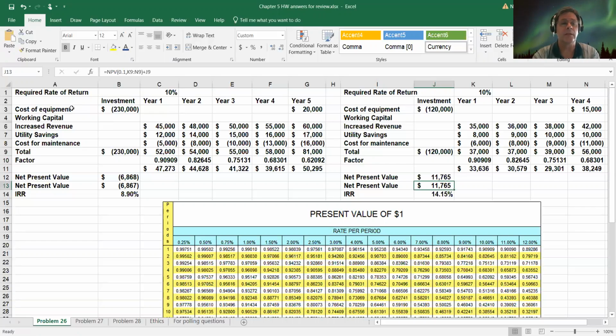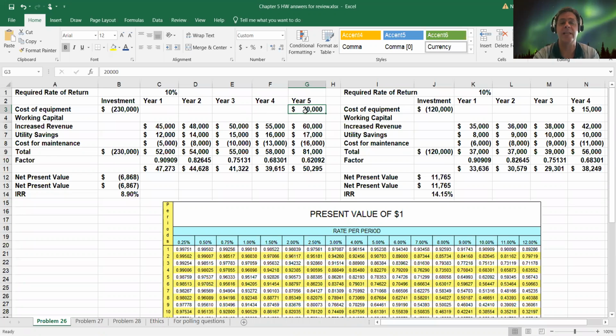All right. So, first one, we had equipment A, which cost 230,000. So we put that as a negative in the investment column or the today column or however you want to label that. Our required rate of return is 10% for both of these, A and B. And that is going to give us a salvage value of 20,000, which means that's a positive cash. That means we're going to be able to sell that equipment at the end of 5 years for $20,000. So that is a positive number.